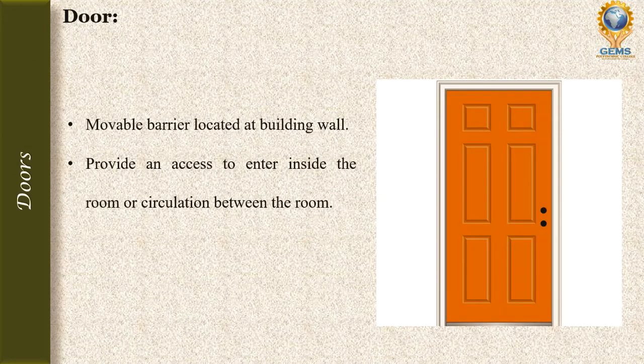Door. So what is called a door? A door is a movable barrier located at building wall. So in a building wall, there will be a barrier. We can easily open it. We can access this through it. So that's why it is called a movable barrier. It is an opening which provides an access to enter inside the room or circulation between the rooms. So it provides an access to enter the room or circulate between the rooms. So this is called a door.